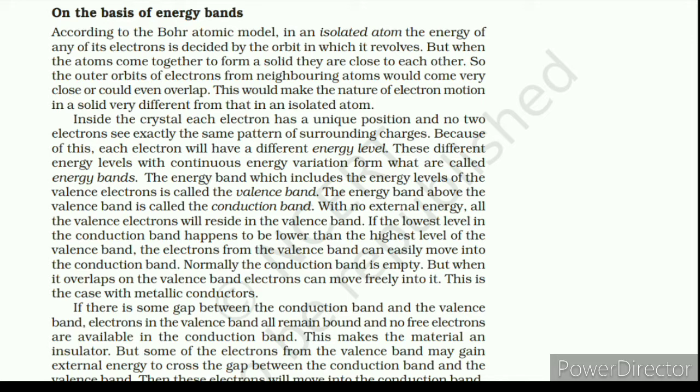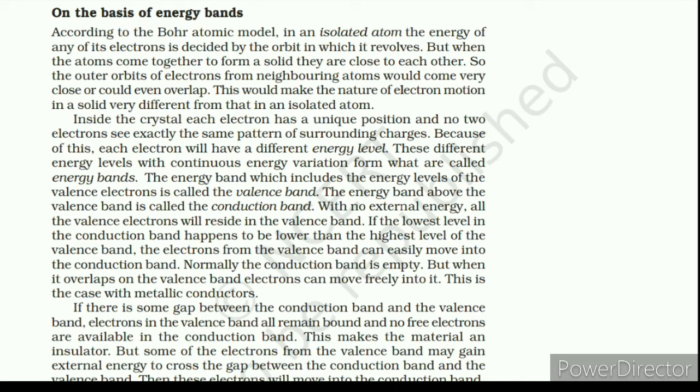The energy band, which includes the energy in the valence band, all remain bound and no free electrons are available in the conduction band. This makes the material an insulator. But some of the electrons from the valence band may gain external energy to cross the gap between the conduction band and the valence band. Then these electrons will move into the conduction band.